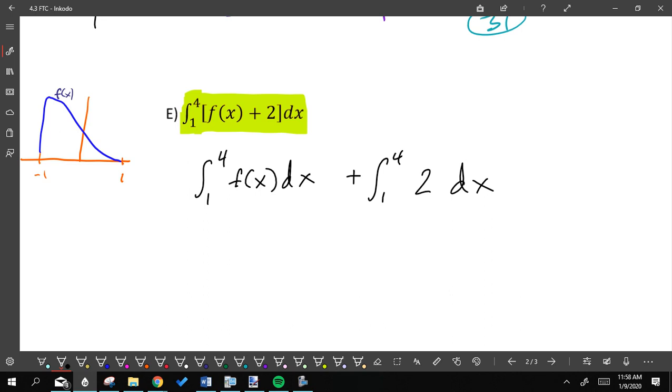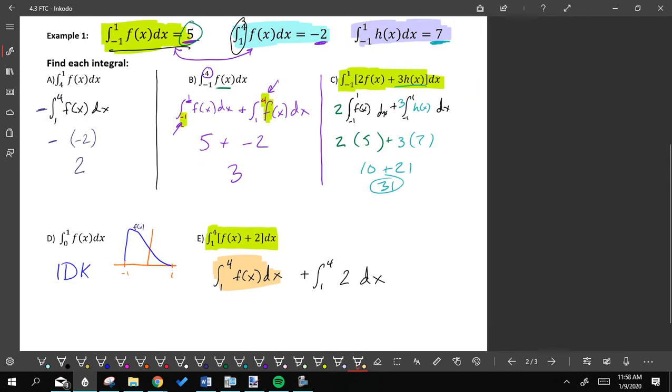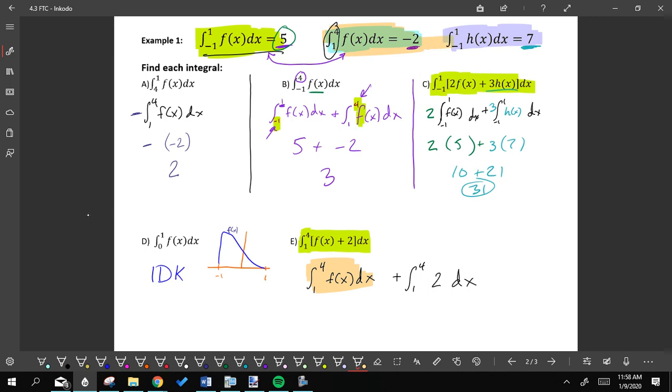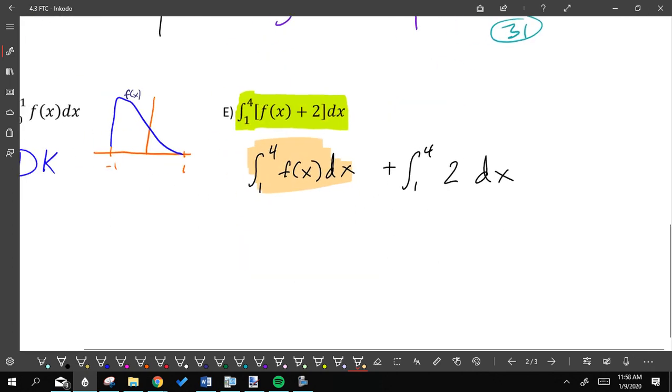Talk with your neighbor. Figure out the second part. Show me an answer when you find it. Integral from 1 to 4 of 2. Here's my graph. Here's 1. Here's 4. Show me with your arm. What does 2 look like as a graph? 2 is this guy right here. So here's the line of 2. So the area under the curve starting at 1 going to 4, how wide is that rectangle? How tall is it? So what's the area under the curve?